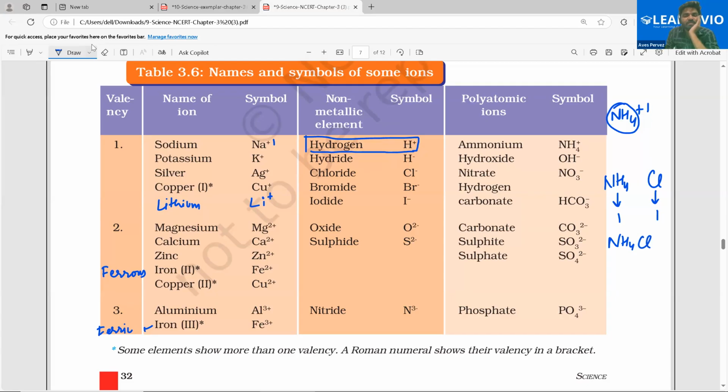But if I ask you to write the formula of ammonium sulfate, ammonium has valency 1 and the sulfate ion is this one, SO4. Its valency is 2.